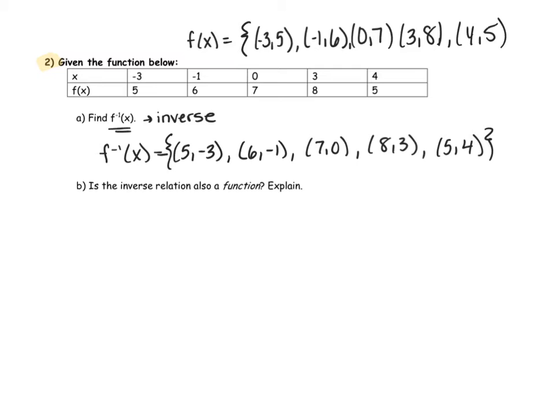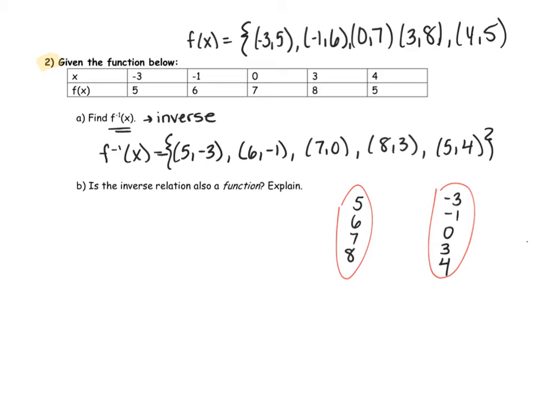All right, so now part B says, is the inverse relation also a function? So I think the best way to do that is if I could just draw a mapping like we did before. So we have our x map and our y map. So I'm going to go ahead and put all of the x values in this box and then the y's in the other. So what do we have? 5, 6, 7, 8, and then we have another 5, so I don't have to write it twice. So we have y's are -3, -1, 0, 3, and 4.